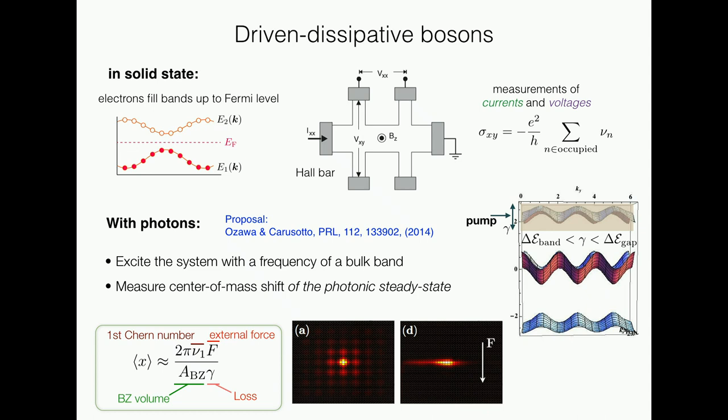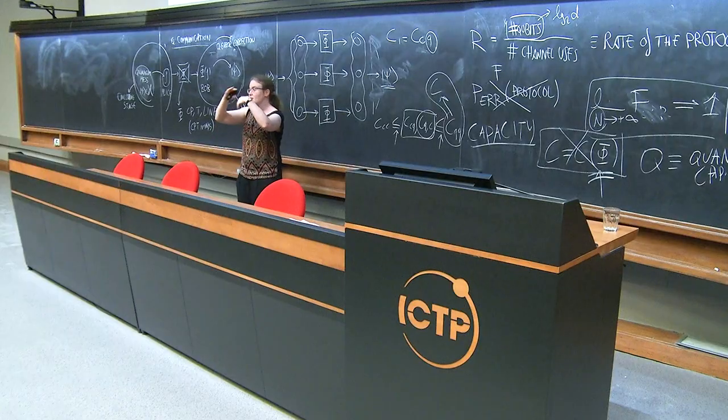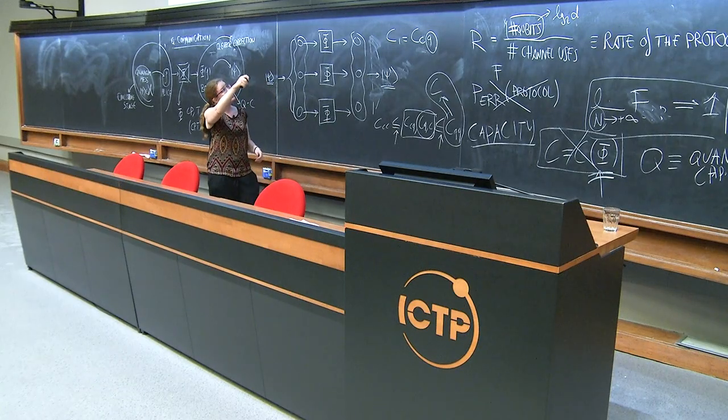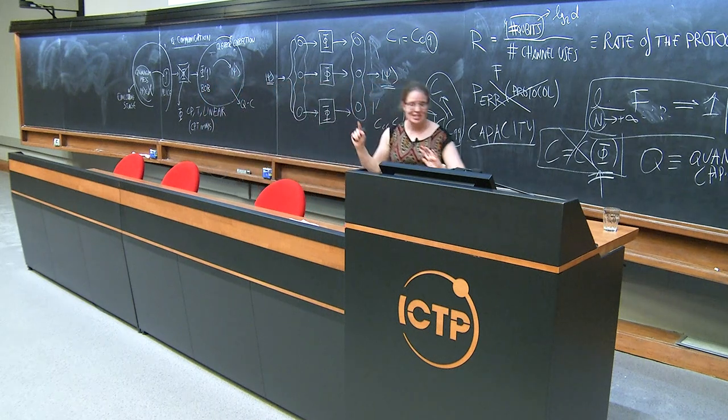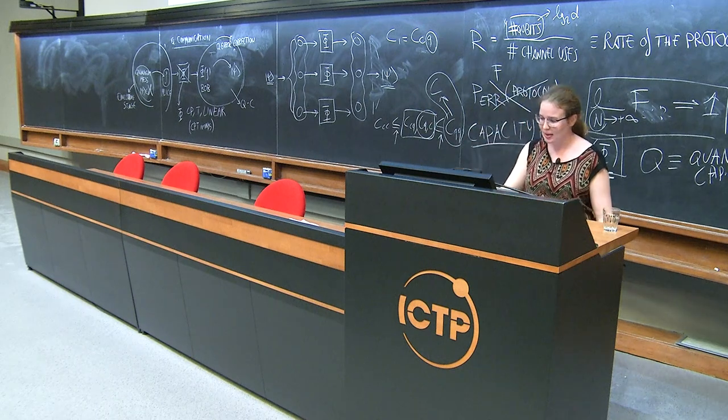And so there's been at least a proposal by some of my collaborators, which was to talk about the displacement of the photonic steady state. So this is using the losses that we have in order to excite many states within this energy range. So you pump at this frequency, you use the losses to excite a few states, and then the steady state should represent the eigenstates in this band in some way. Talk to me if you want more details, because that's just a quick flash.